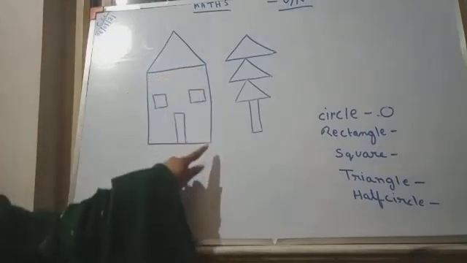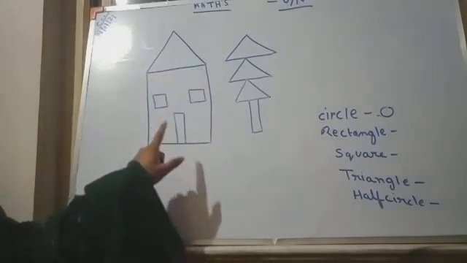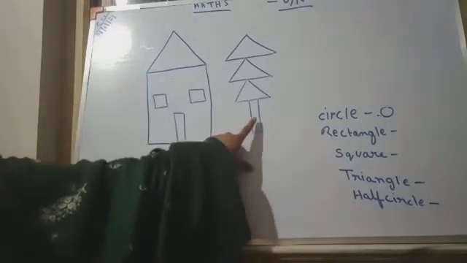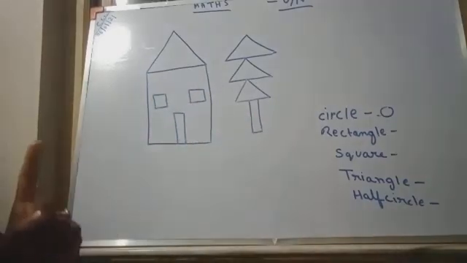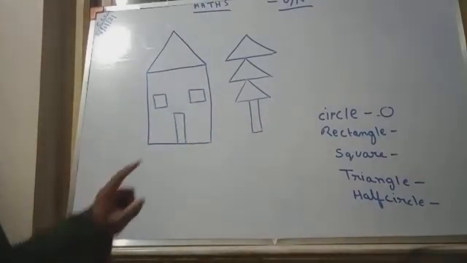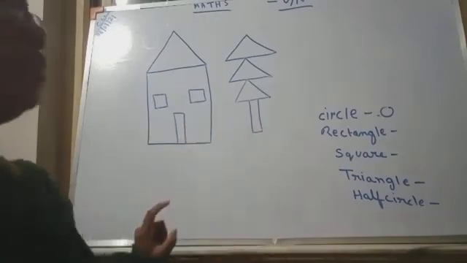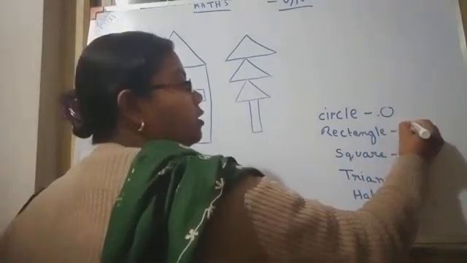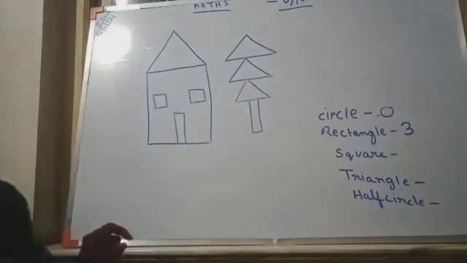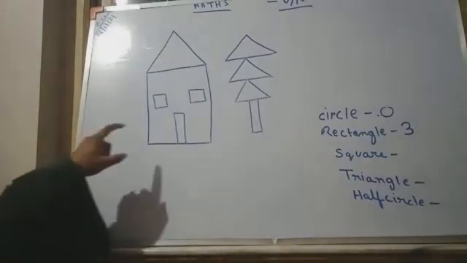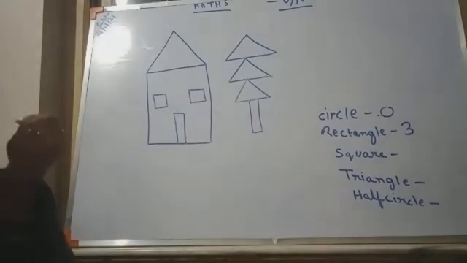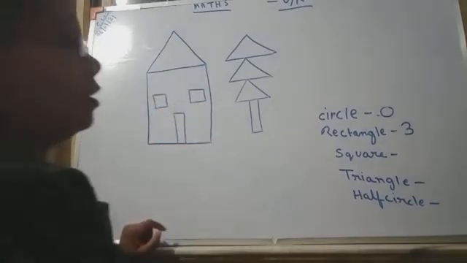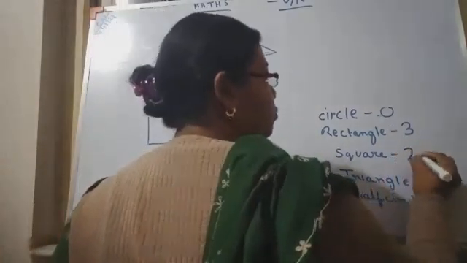This is one rectangle, and this door is also one rectangle, and this tree trunk is also one rectangle. The total, how many rectangles are there? 1, 2, 3. 3 rectangles. After that, squares, you see 1, 2. Only 2 squares are there. 1, 2.